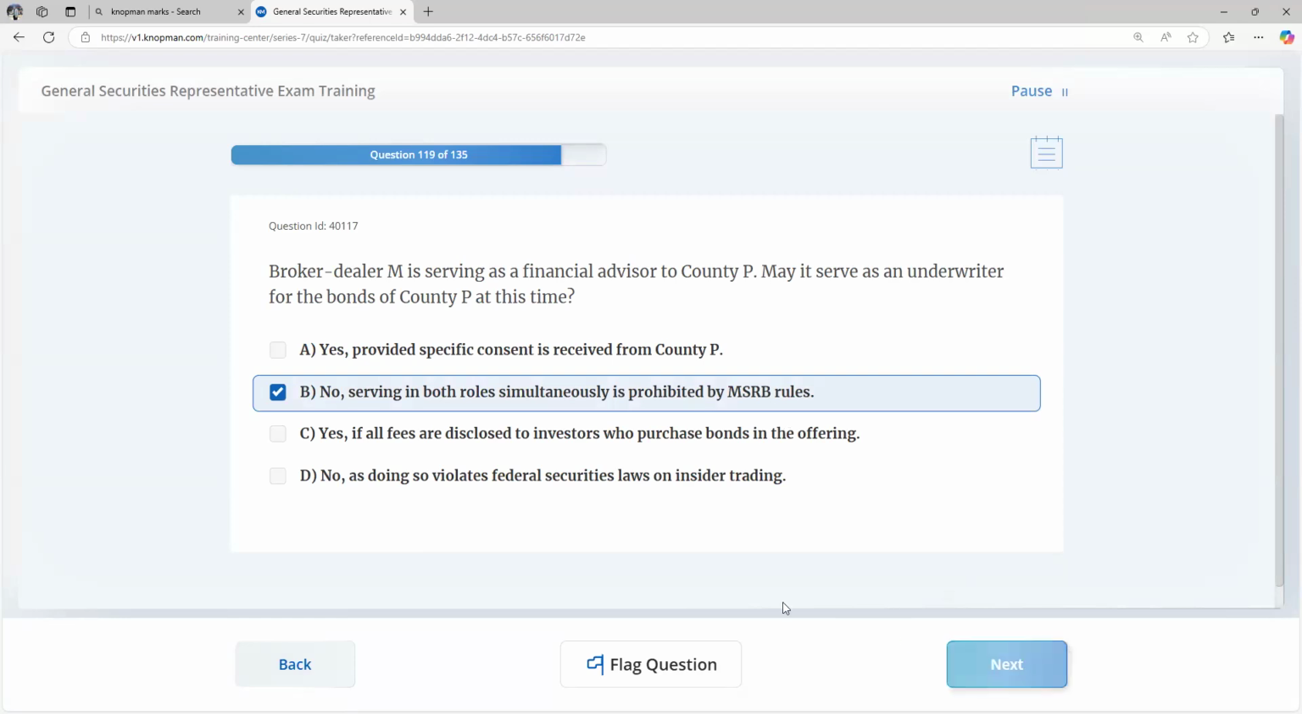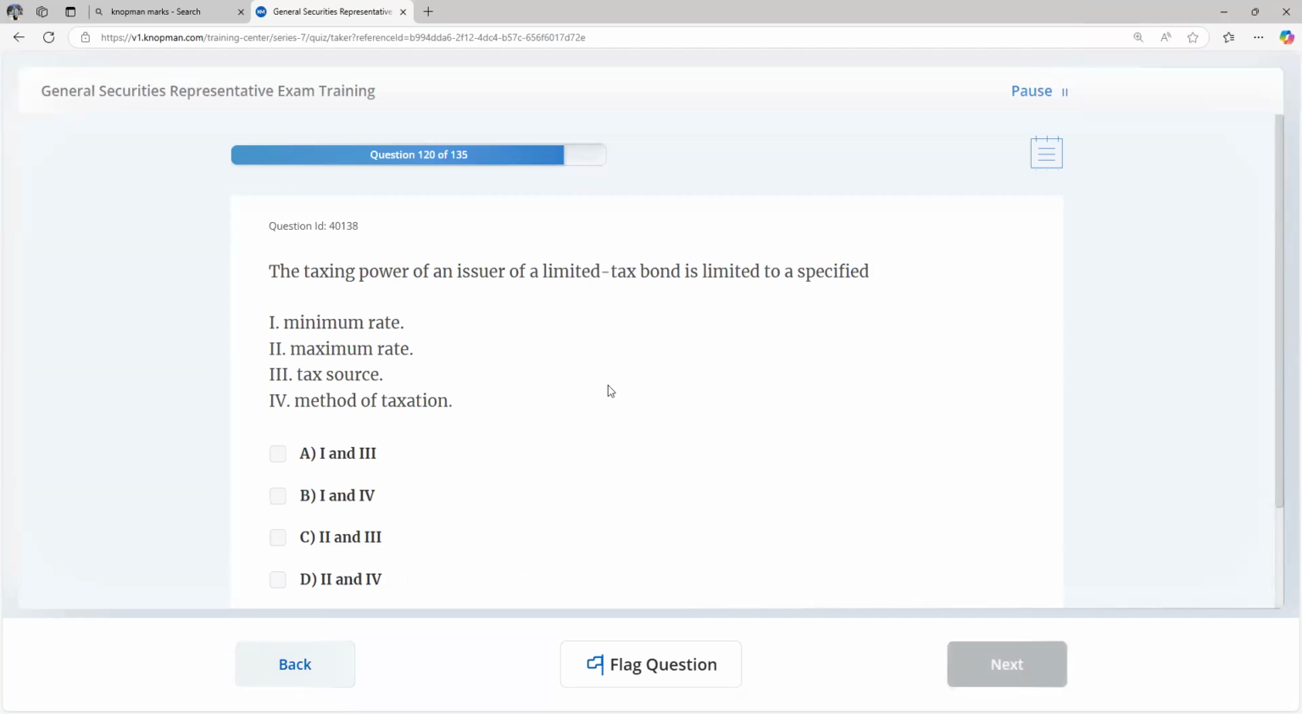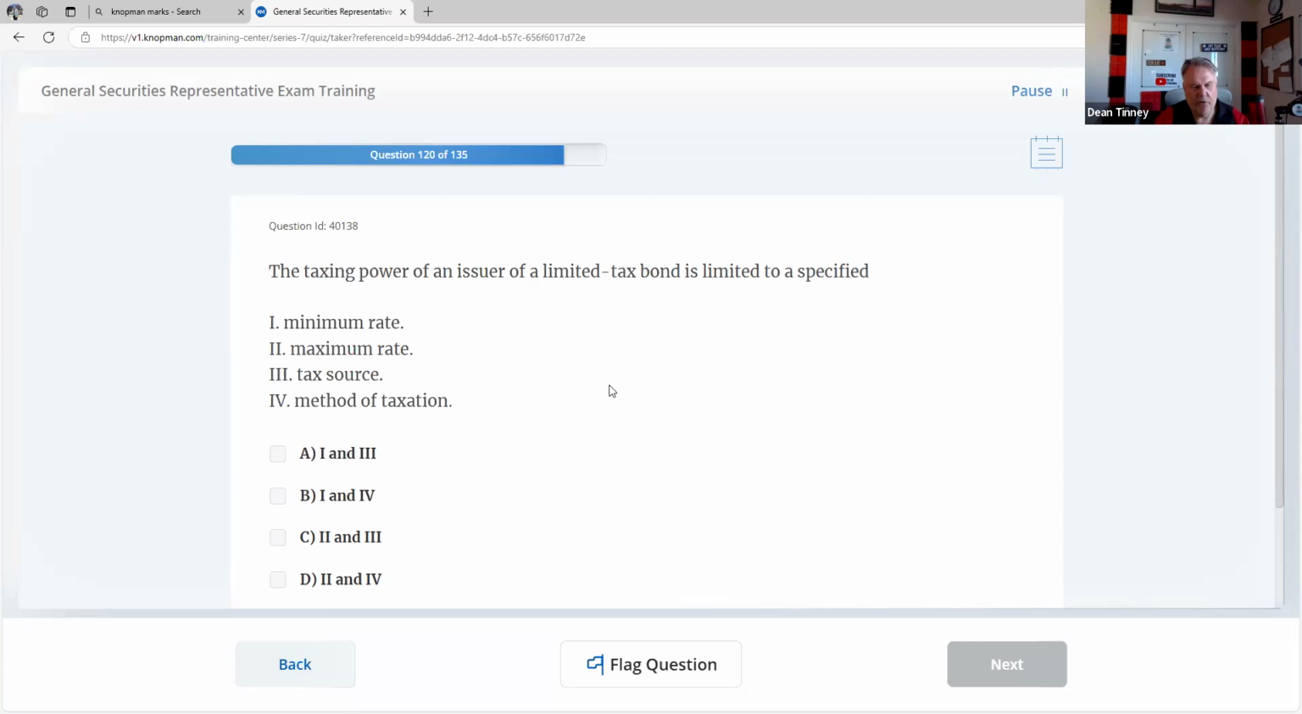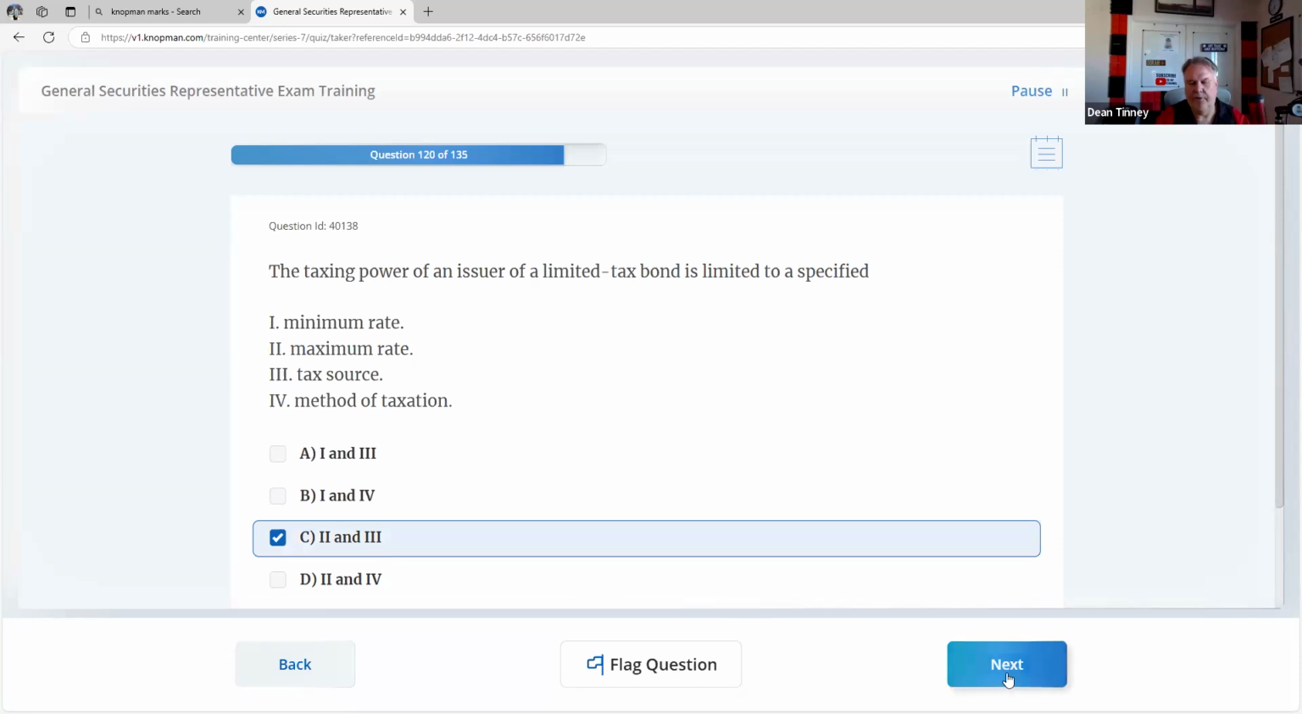Not. The taxing power of an issuer of a limited tax bond is limited to a specified. Okay, hold on. The taxing power of a limited tax bond. That's going to be the maximum rate. Yeah, I'm with you. Two. So now we got to pick another one to go with two, 2 and 3, or 2 and 4. Tax source. I kind of like tax source. I'm with you. I think that's the right answer, 2 and 3.